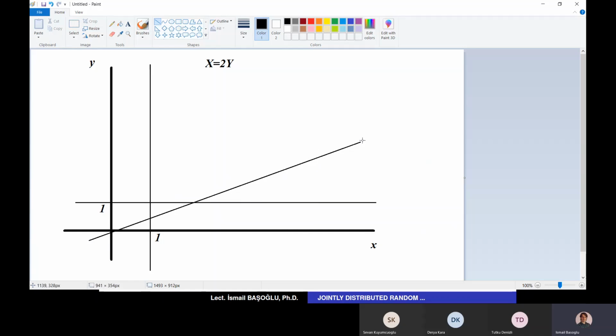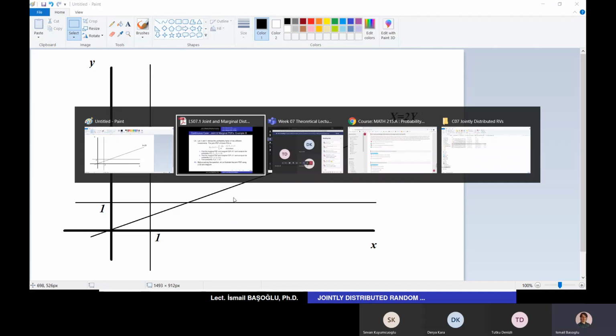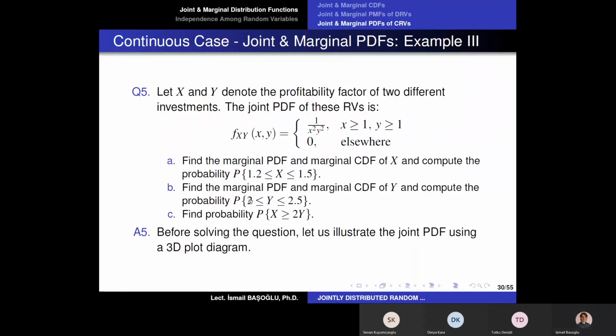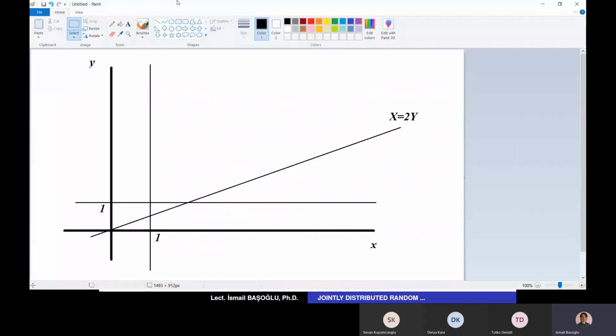So that line is that line, something like this. This line is the line of x being equal to 2y. Now the question says x is going to be greater than or equal to 2y. So my friends, if you are careful enough, you will realize that x is greater than or equal to 2y in that region. So that is the region that I am going to integrate.